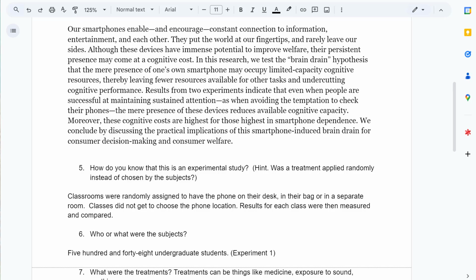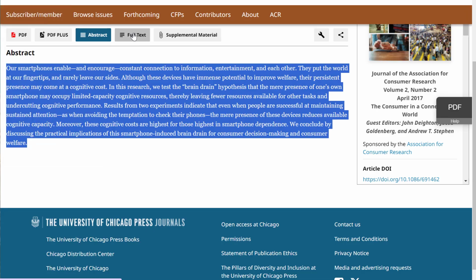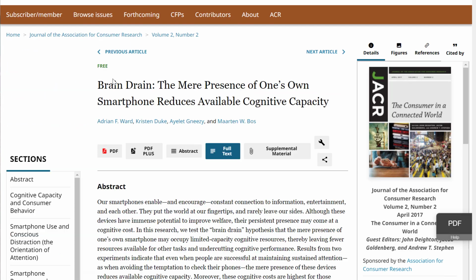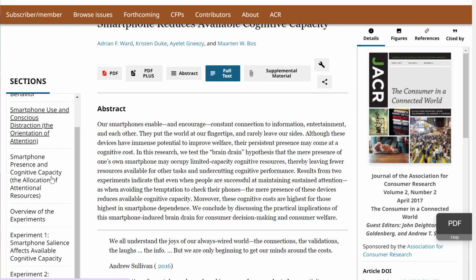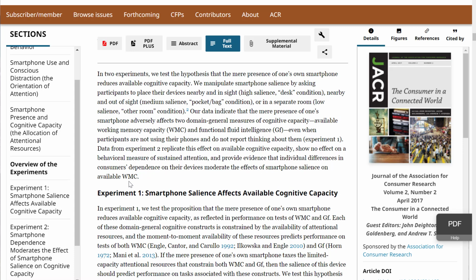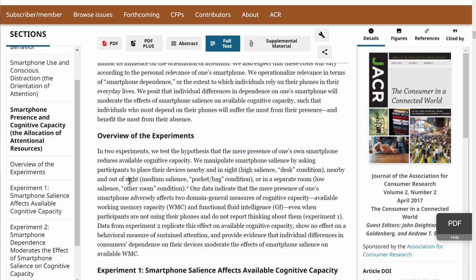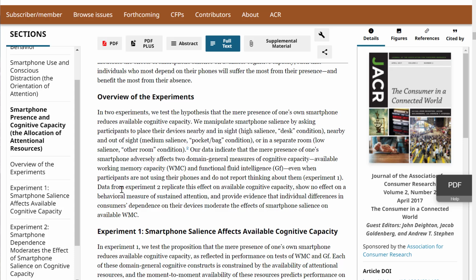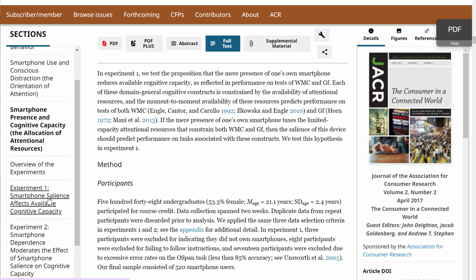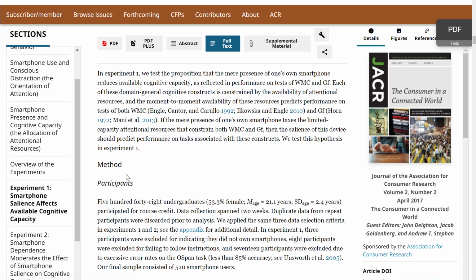Now, one of the nice things about the article I found: if I go to full text here, it has sections, which made my life much easier. It has an overview of the experiments that I can click on, and there are 2 experiments going on. I don't need every experiment they do. I don't need every data set. You can pick the one that's either easier for you to submit or the one you were most interested in. When I first looked at this study, I really only looked at experiment 1.